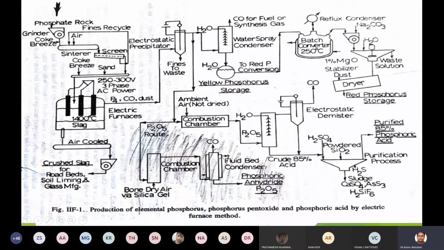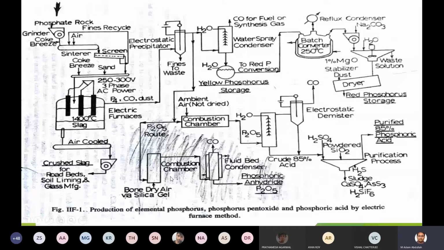This is the second part. Now comes the third part. See, we have recovered the phosphorus in the form of vapor, carbon monoxide and dust. Since you have recovered the dust from the electrostatic precipitator, before the conversion to yellow phosphorus, I am diverting it to another part. Here you can see, look at the cursor carefully. I am diverting it here, to the combustion chamber.